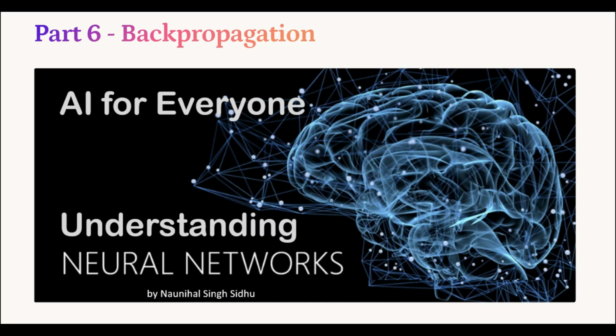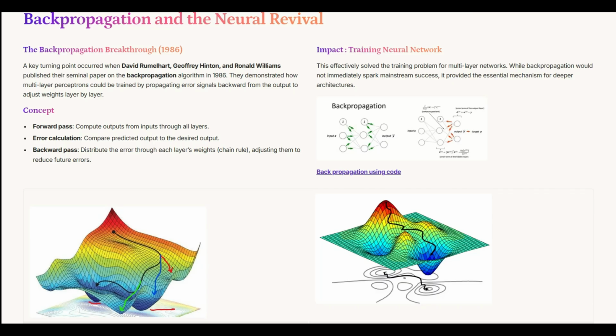This is part 6, Backpropagation, of the series AI for Everyone. Have you ever wondered how an LLM learns or how we train a model to become so smart? It is done through a process known as backpropagation. Backpropagation is used to train or fine-tune LLM models.